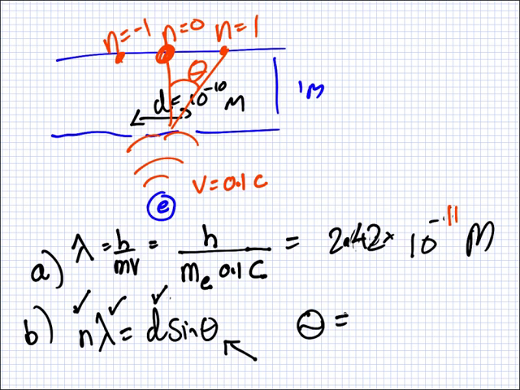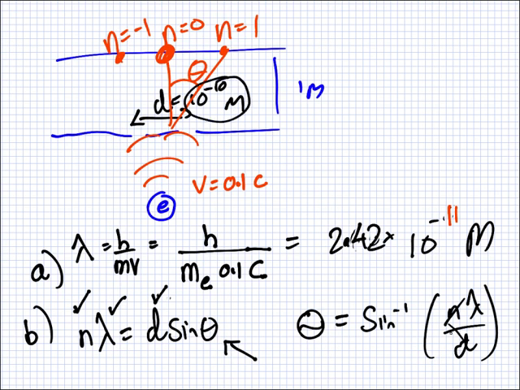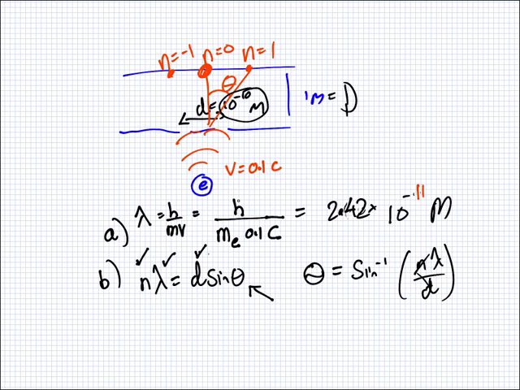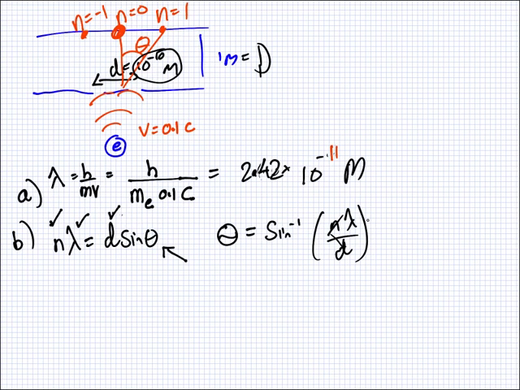Theta will be sine inverse of n lambda over d. The n is 1. And the d is... no, the d is 10 minus 10. Oh, this is big D. Okay. 14. 14? Okay.